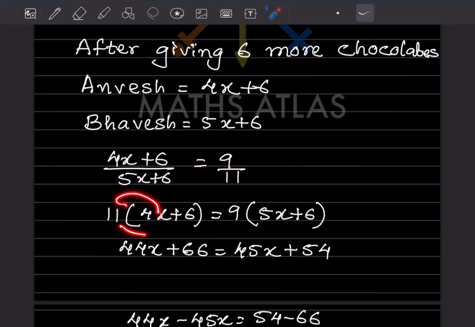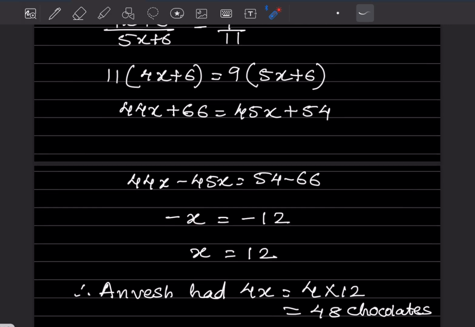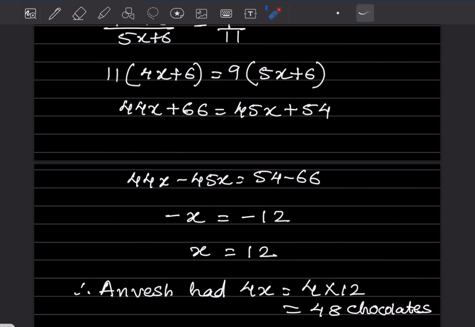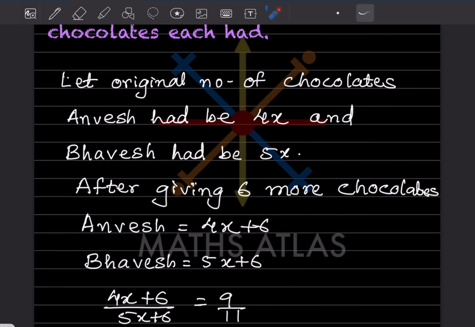So this is going to be 44x plus 66, that will be 45x plus 54. So 44x minus this 45x, and the plus 66 is going to be minus 66. So here minus 45 plus 44 is going to be minus x, and minus 66 plus 54 is going to be minus 12. So x is going to be, because the minus and minus on both sides will get cancelled out, 12.